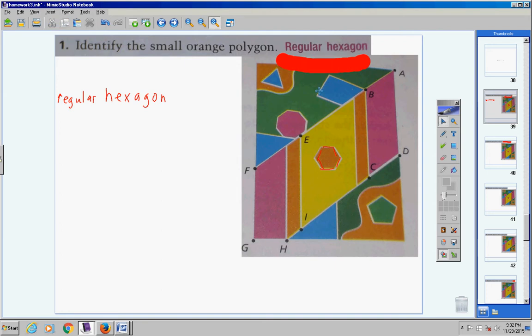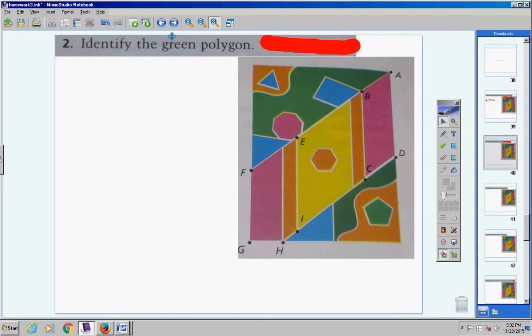Alright. Okay, moving on to number 2. Identify the green polygon. Now remember, this is not a polygon up here. It has curved sides, so this green area up here is not a polygon. This green area here is not a polygon that has curved sides once again. So the only green polygon that I see is this one right here. And like the last problem we just did, all of these sides look to be the same, and we're allowed to make that assumption. I'm seeing 5 sides.